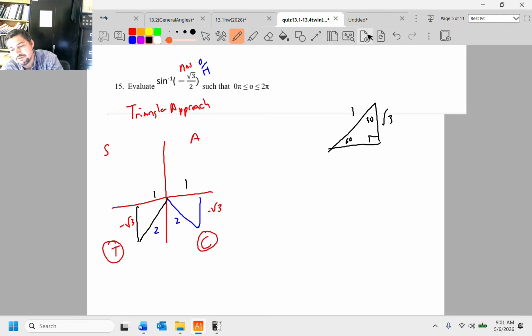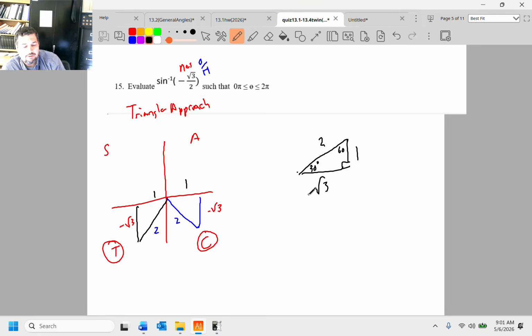Of course, I put things in the wrong spot there, didn't I? Got ahead of myself there. My 30-degree angle was in the wrong spot. 30, 60, 1, 2, root 3. So opposite of a root 3 is going to be a 60-degree angle on both of these. Now, the thing is, these are reference angles.